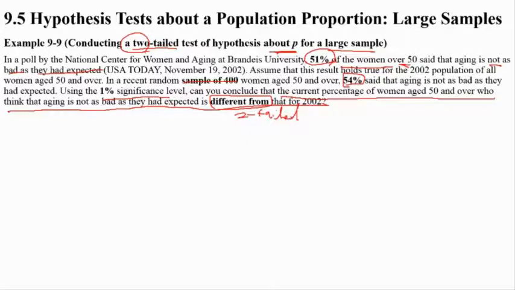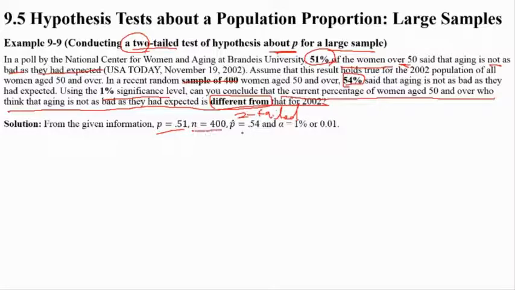Alright, so we should briefly write down what kind of information they gave. First of all, they gave P, the population proportion, the sample size, and the significance level. We don't need the standard deviation and we don't need the mean, which is the same. We're using the proportion.